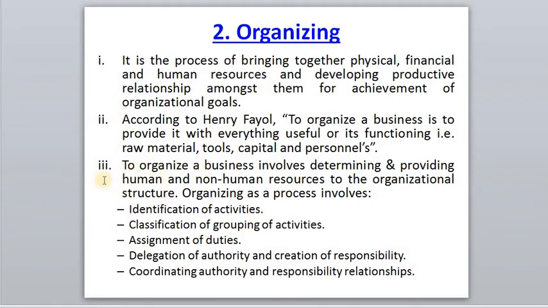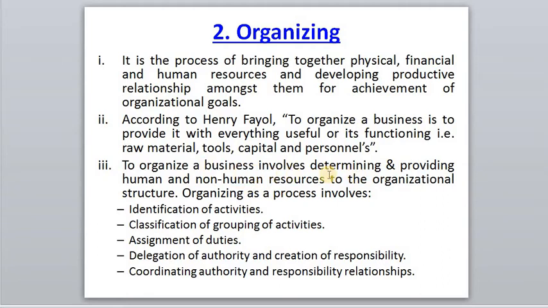What is the third point related with organizing? To organize a business involves determining and providing human resources. As I have already said, we are determining how many laborers will be required, how many equipments will be required, and how much amount will be spent in the construction of a particular project. All these are clubbed together and managed together.